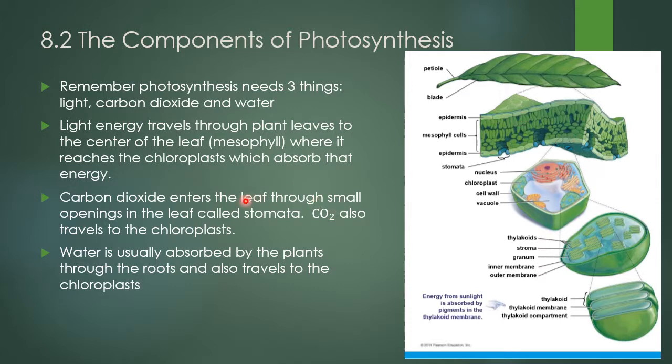Carbon dioxide is needed, and it enters the leaf through these little pores or openings called stomata. The carbon dioxide will go in through these stomata to the chloroplasts in the center of the leaf. And then water is needed by photosynthesis, and that usually gets absorbed by the plants through the roots, and it will also travel to the chloroplast. So everything that the plant needs to do photosynthesis travels somehow through the plant and into these things called chloroplasts, which is this right here. And that's just an organelle that's located within the plant cell.